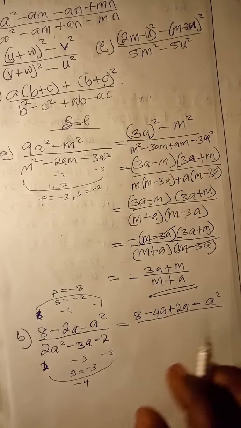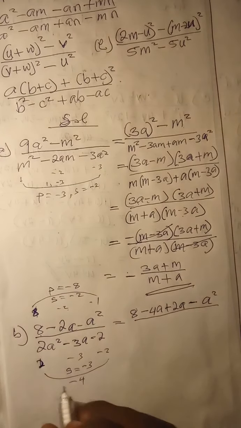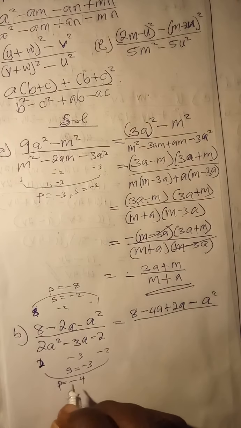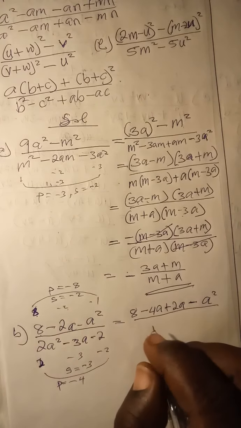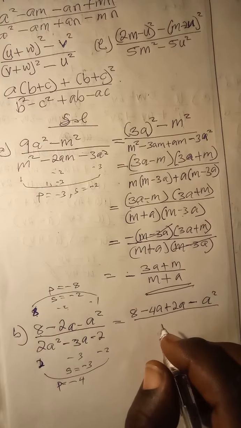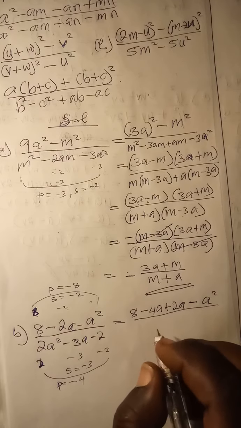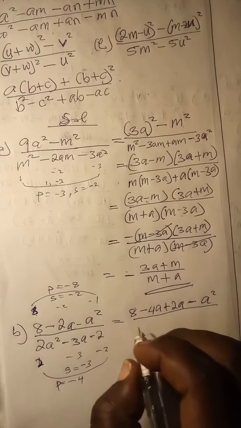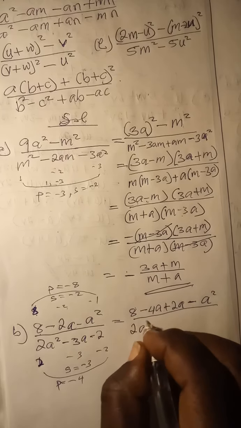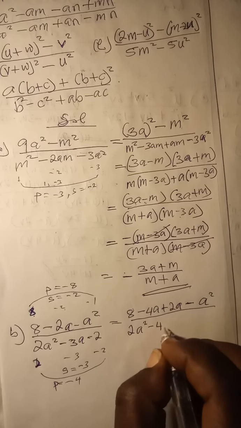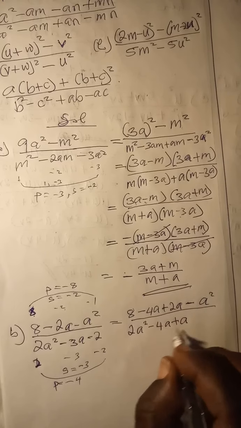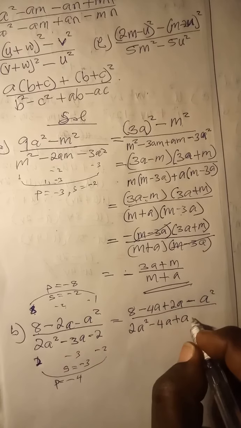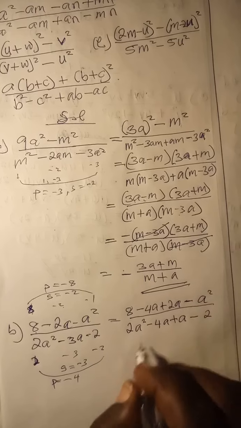So I'm looking for two numbers now whose product is minus 4 and sum is minus 3. What are those two numbers? We have minus 4 and 1, right? So I have 2a squared minus 4a plus a. If you check, minus 4a plus a will produce minus 3a. Then minus 2 step. So I have it.